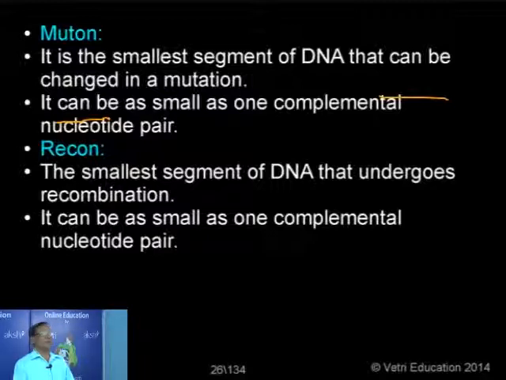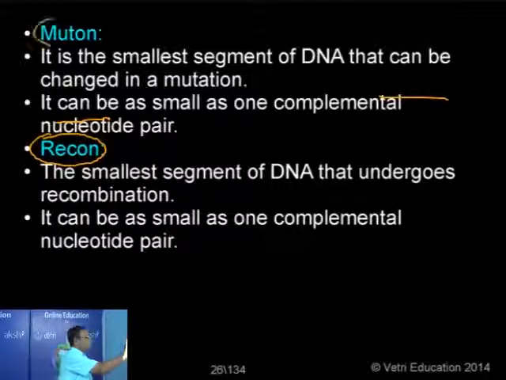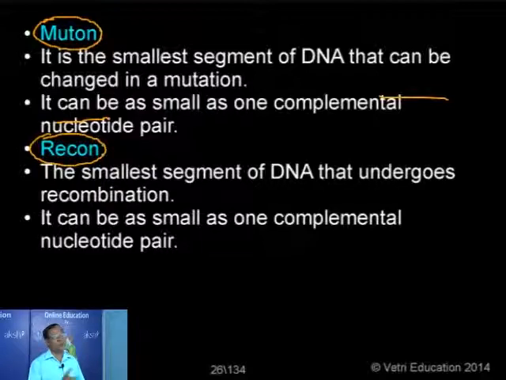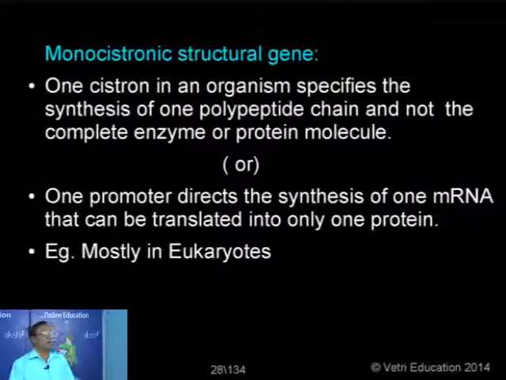Then recon, again a segment of DNA that is capable of undergoing recombination, the smallest segment of DNA. It can also be as small as one complementary base pair of nucleotides. So the smallest segment of DNA that undergoes recombination is called a recon. So this is the abbreviated form. And similarly, the muton, the segment of DNA that undergoes mutation. Cistron, the functional unit of DNA that specifies or codes for one polypeptide chain. Now, we are talking about this cistronic gene.